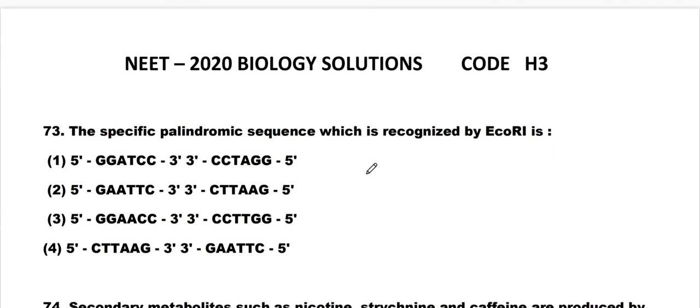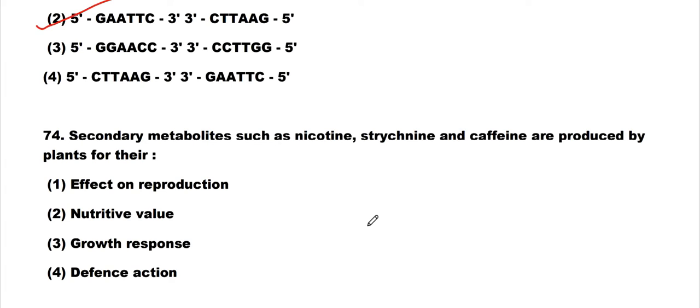Fine. The specific palindromic sequence which is recognized by EcoRI. This is Escherichia coli, right? And from this, your restriction endonuclease is extracted. Always the sequence of this is GAATTC from 5' to 3'. So answer for 73 will be 2.